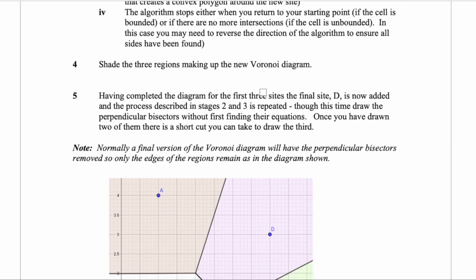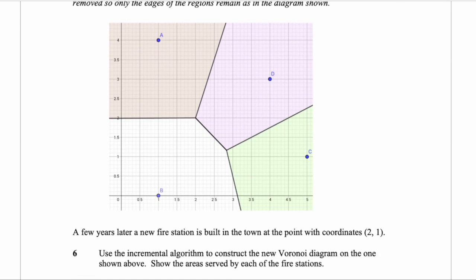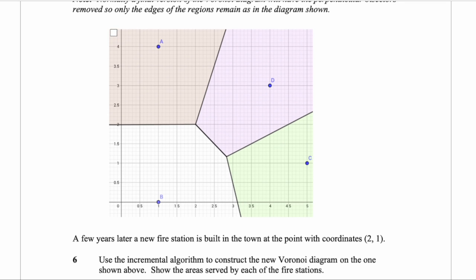Okay, let's look at this next part here. We're going to add a new fire station to this Voronoi diagram. So all the sites in this problem represent fire stations. So at 2, 1, 2, 1's right there. And I guess we'll call that point E. And let's work out the resulting Voronoi diagram.